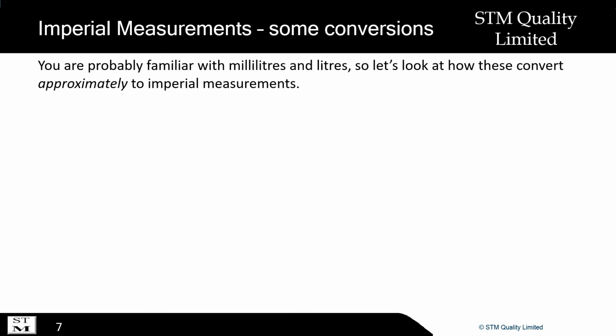You are probably familiar with milliliters and litres, so let's look at how these convert approximately to imperial measurements. 1 milliliter is equal to 0.035195 fluid ounces. 1 litre is equal to 35.195 fluid ounces. 1 litre is also equal to 1.75975 pints.